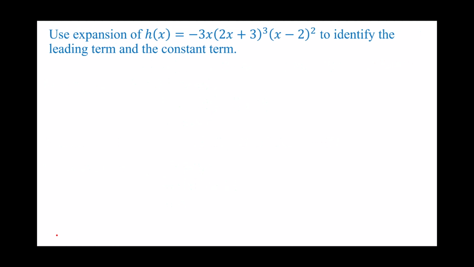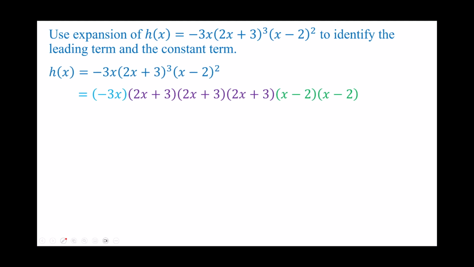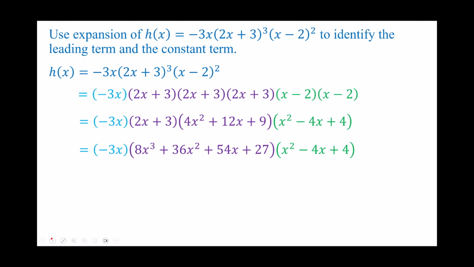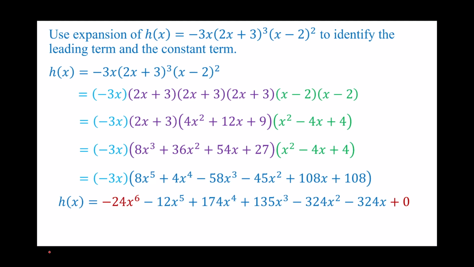Let's actually look at the expansion, and we can see that this works. If we were to expand this whole polynomial, we'd have negative 3x times 2x plus 3 to the third power, so that one's written 3 times, and x minus 2 squared, that one's written 2 times. And if we start distributing and combining like terms, it can be kind of a hassle to go through all this, but if we do this, we end up with h of x equals negative 24x to the 6th minus 12x to the 5th plus 174x to the 4th plus 135x to the 3rd minus 324x squared minus 324x plus 0. So we can see here's our leading term and here's our constant term, which is what we decided before.